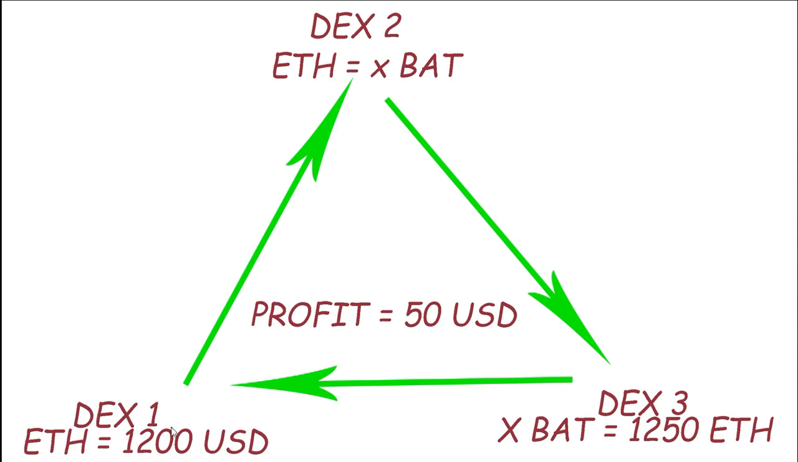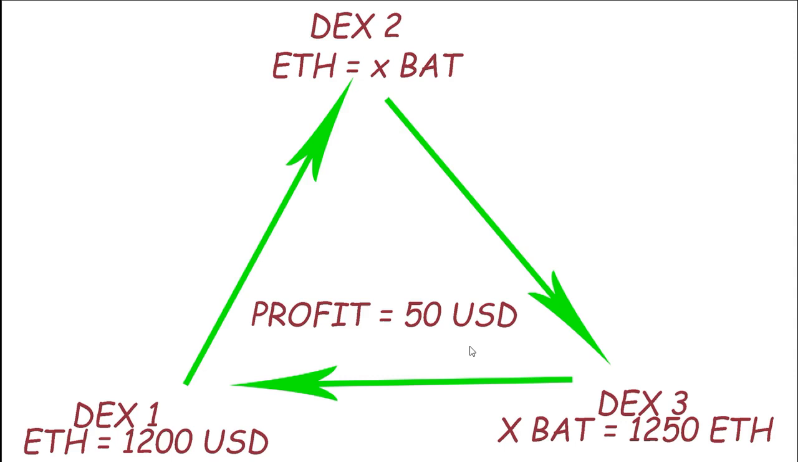So let's say this one here, DEX1, is Uniswap, and we have Ethereum for 1200 USD. DEX2, we're going to take that Ethereum we just bought and buy an X amount of BAT token. And then DEX3, that X amount of BAT token that we just bought sells for $1,250 worth of Ethereum. So right there, we just profited $50 in a matter of seconds from that bot making that trade between the three different exchanges.